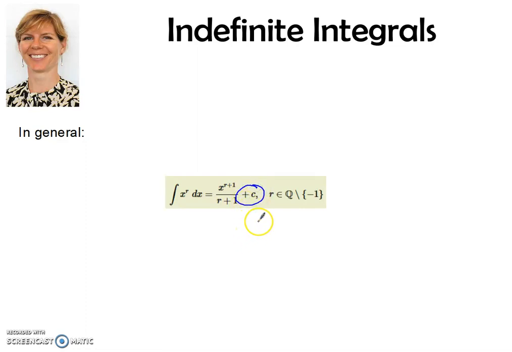Okay, and we do say that for this one, r cannot be -1. All right, because then you end up with funny things happening here, because you end up with power of 0. Okay, so this doesn't work for 1 over x, that's a different case.